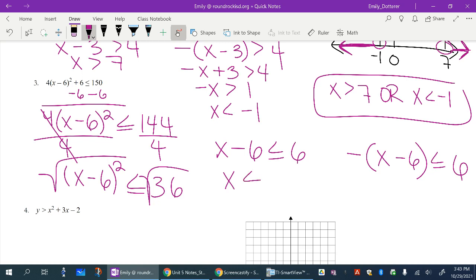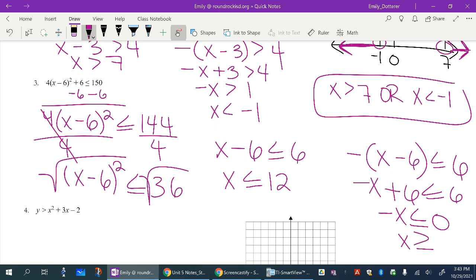Add 6 to both sides. We get 12. Distribute the negative. Subtract 6 from both sides, we get 0. And then divide by negative 1, which flips the inequality. 0 divided by negative 1 is still 0, so that doesn't change.